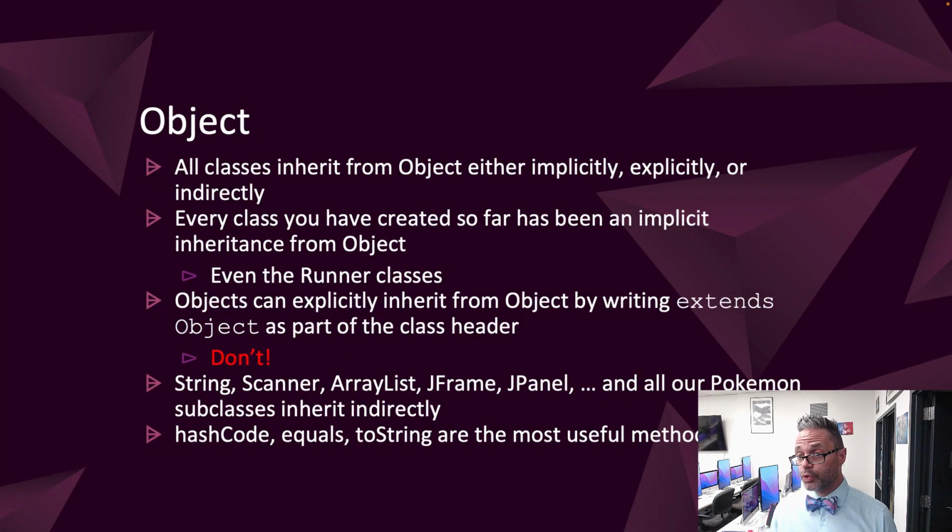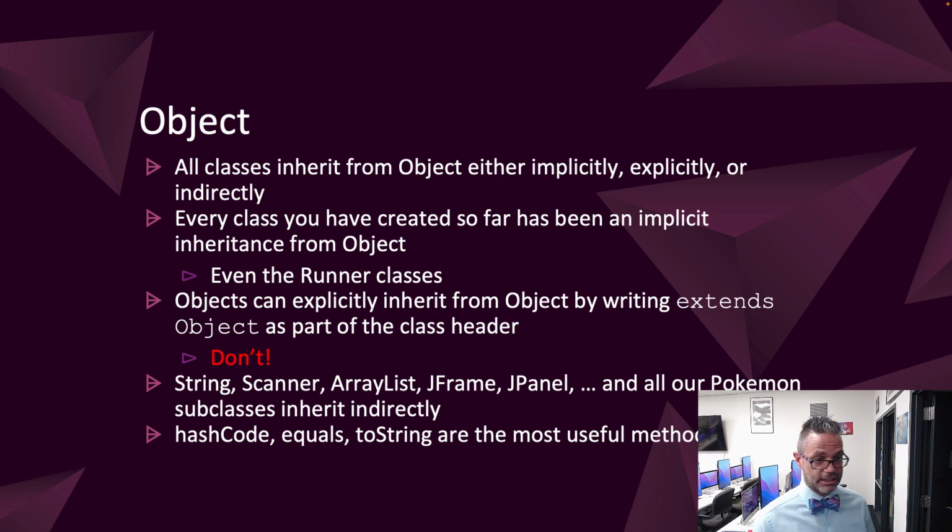The Object class is the root class of everything in Java. Everything we've been working with in Java has been an object, capital O. So all classes will either inherit from Object implicitly, just the class, its public class, whatever name. That means there's an implicit extends Object. You can explicitly extend Object, don't do it. Or you can indirectly inherit because you inherit from this, which inherits from this. And so everything is an object. So every class we've created or used in Java has been an implicit inheritance from Object. Even our runner classes, when we just start up our code, inherit from Object as well.